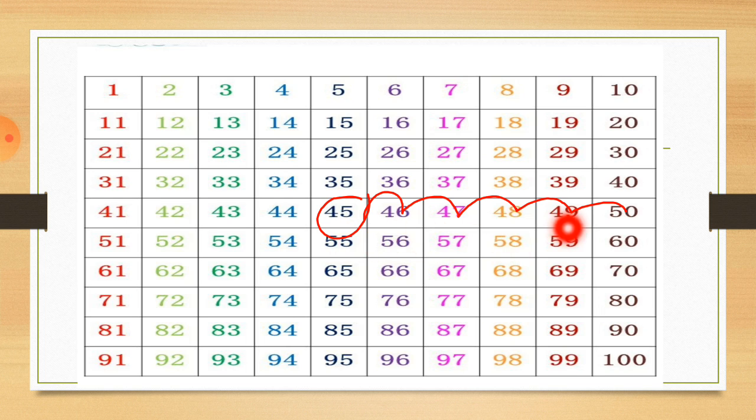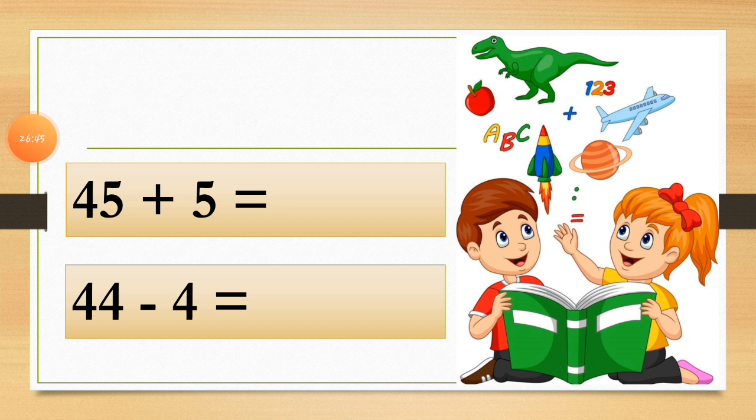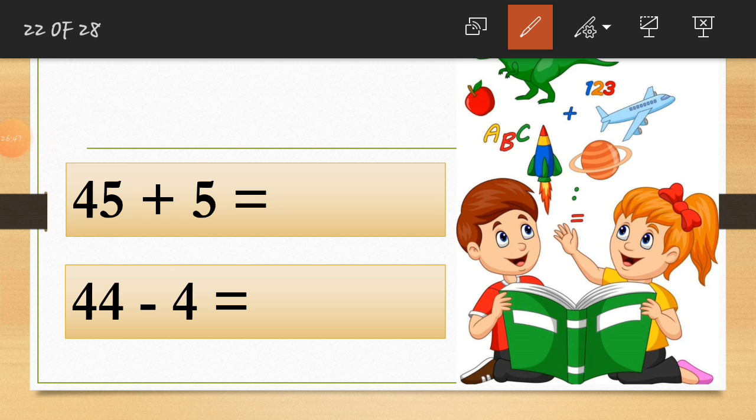You have to go forward, not backward. You have to go to the right side. So here we are adding the numbers. That's why we go right side, and let's write our answer, which is 50. Students, I write here the answer which we get. Here we get 50.